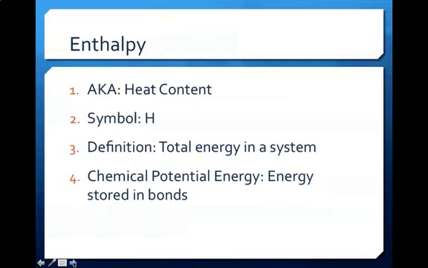We can also talk about enthalpy. That's another key word that you'll want a flashcard for. It's also known as heat content. The symbol we use for enthalpy is the capital H. We don't use E because E is generally used for energy. The definition of enthalpy is that it is the total energy of the system.